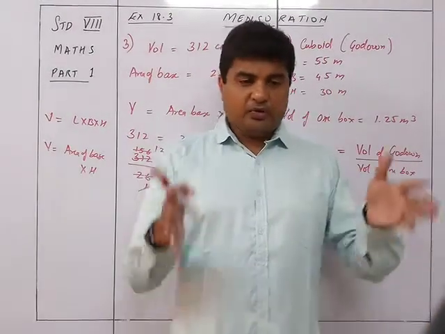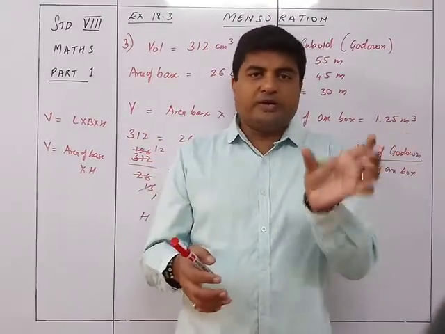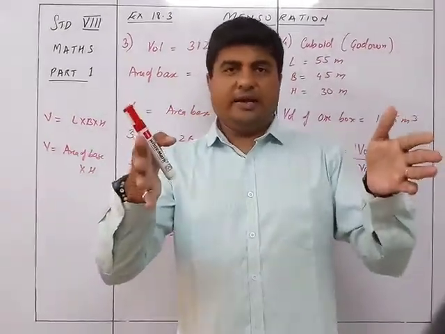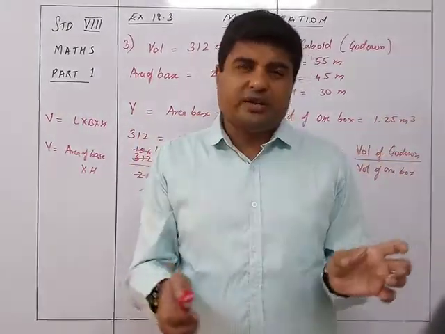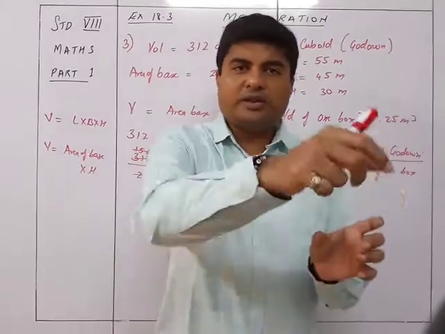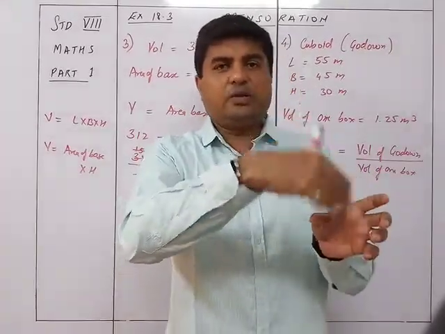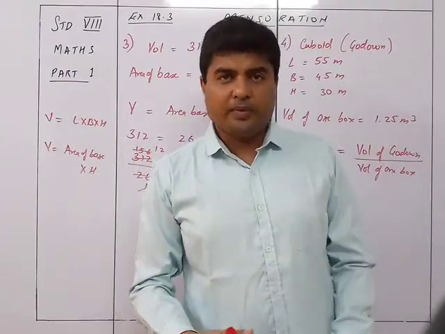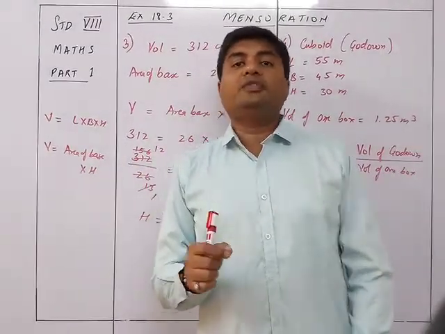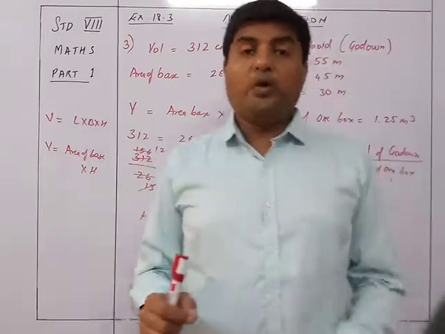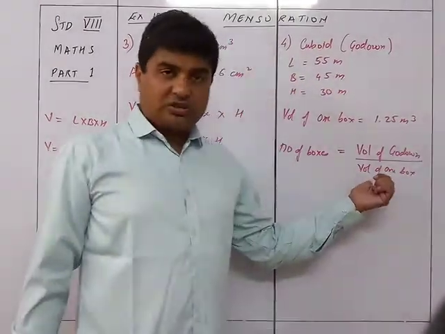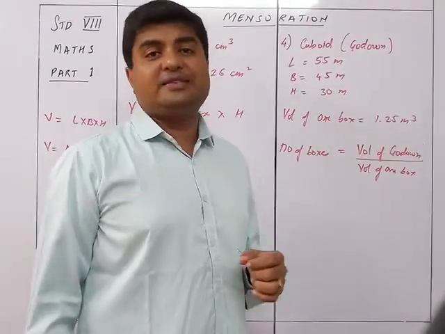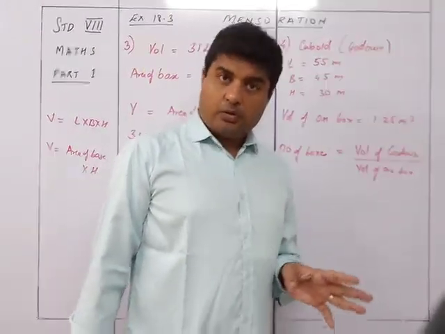Suppose you take a small box and inside it we have to place many smaller boxes. What will we do? We keep placing boxes, and we will see to it that it is accommodating the complete volume properly. So the volume of the godown upon the volume of each box will give you the number of boxes which can be accommodated inside that particular godown.